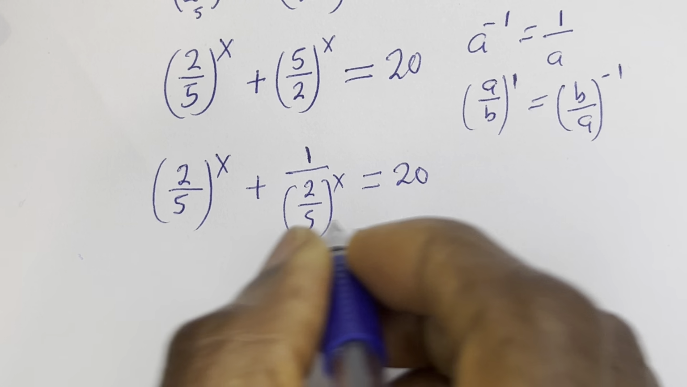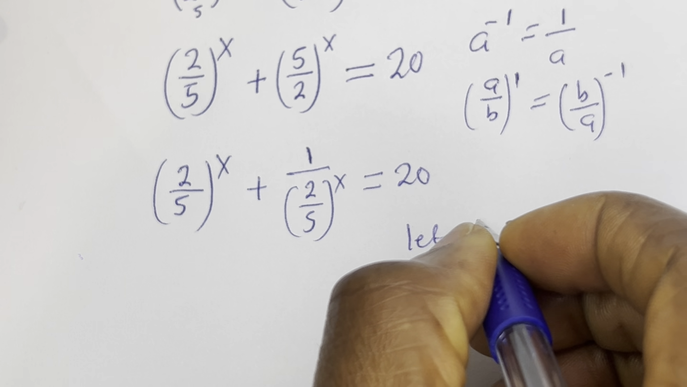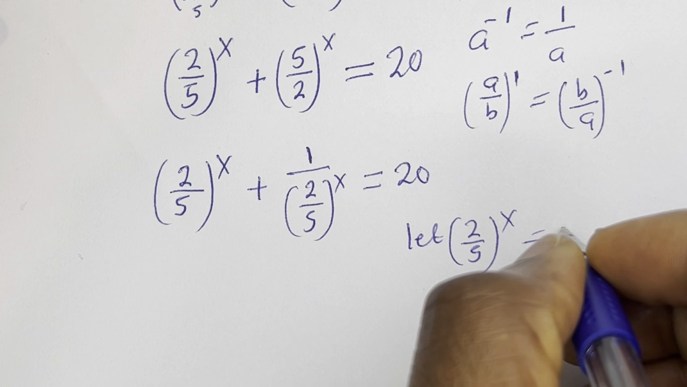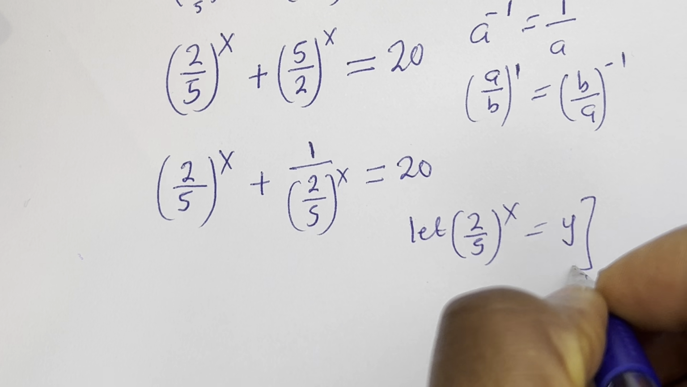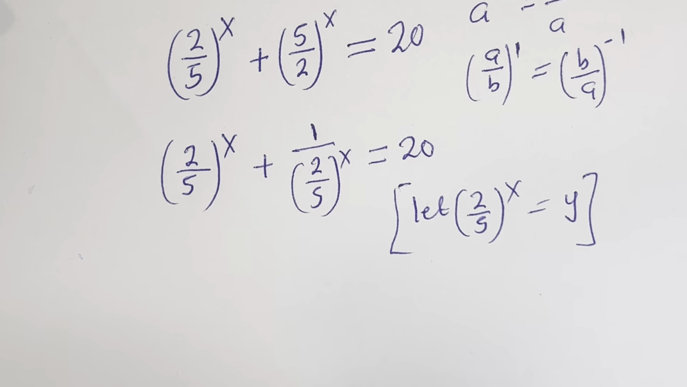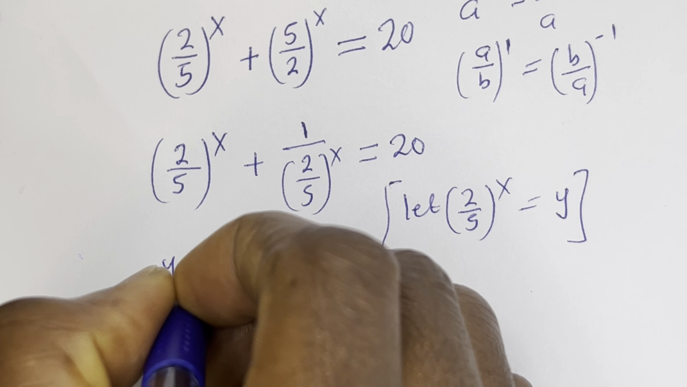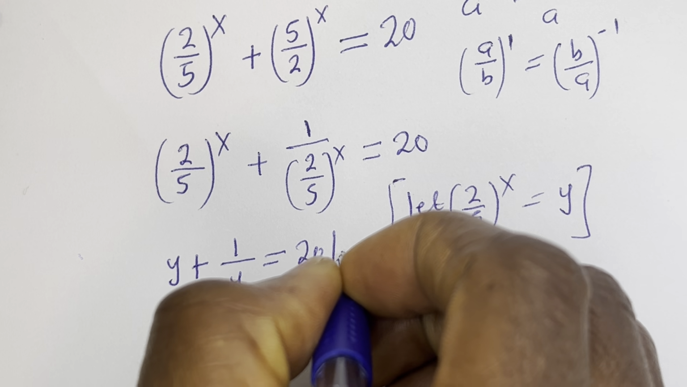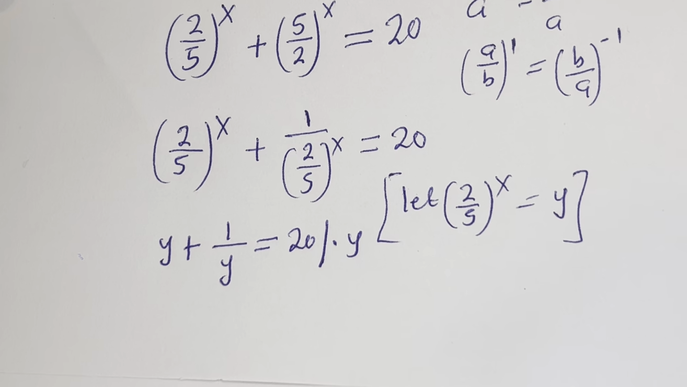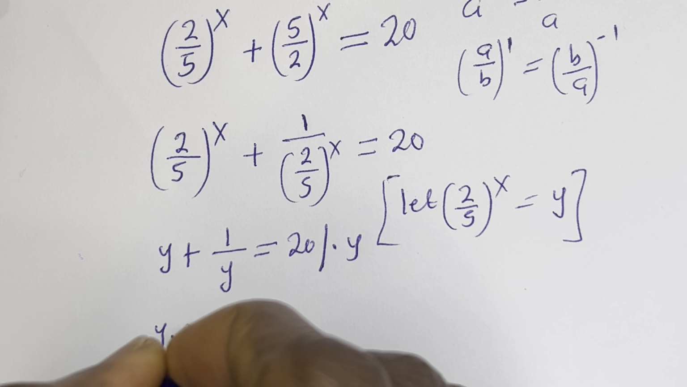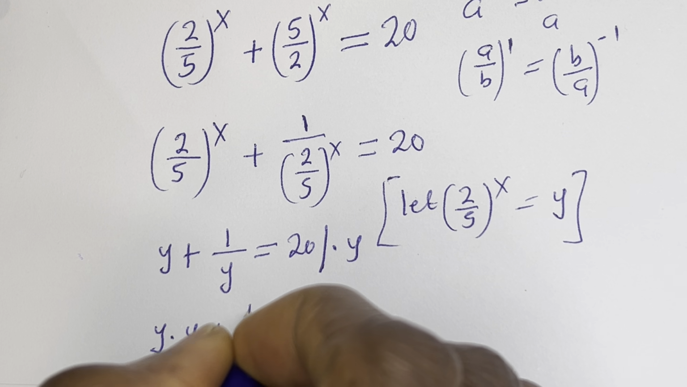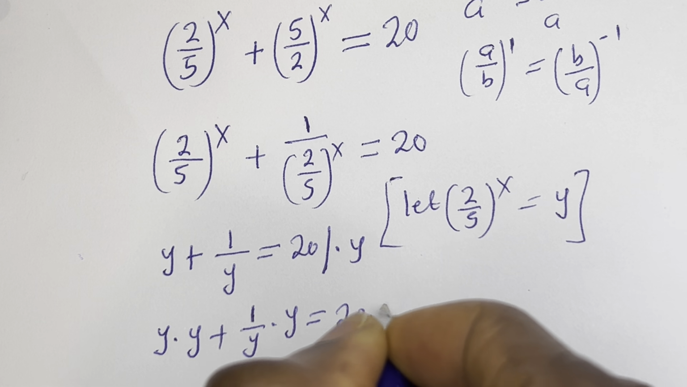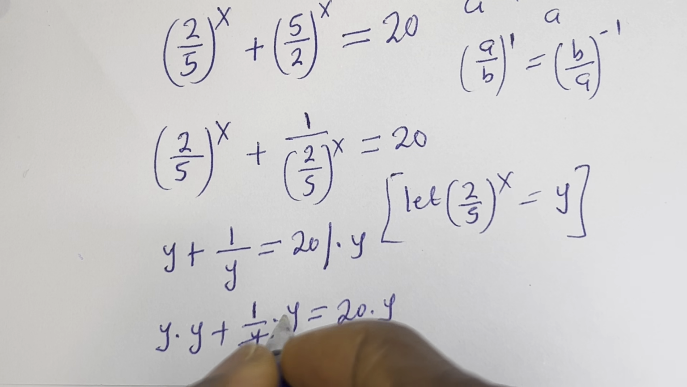Then from here, let 2 divided by 5 to the power of x be equal to y. Then this can be written as y plus 1 divided by y is equal to 20. Let's multiply all through by y. Then this will give you y multiplied by y plus 1 divided by y multiplied by y is equal to 20 multiplied by y. This, we cancel.